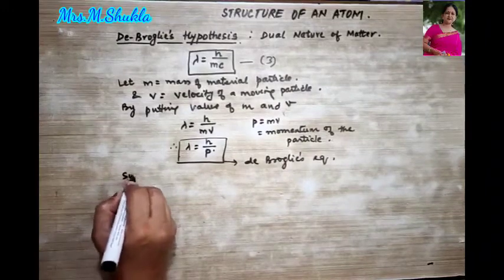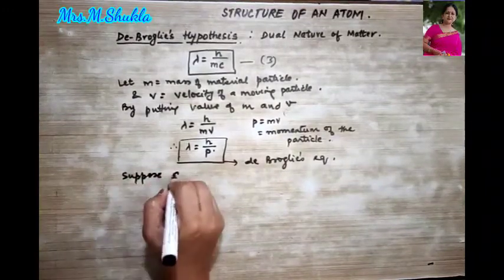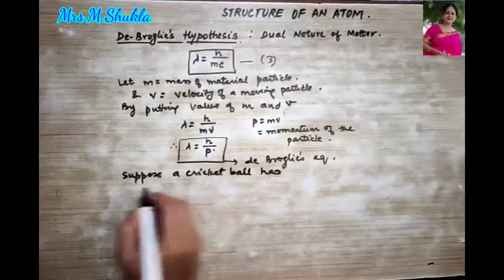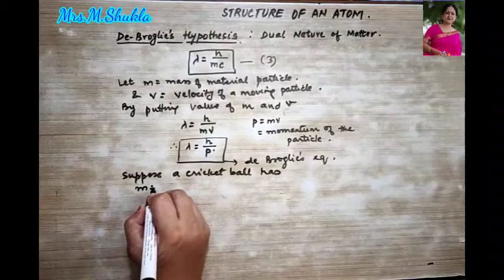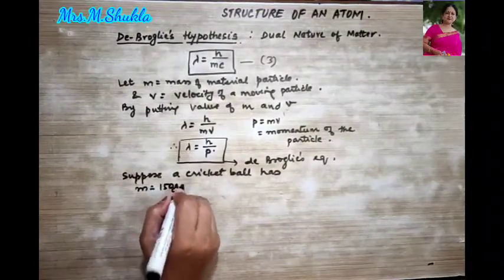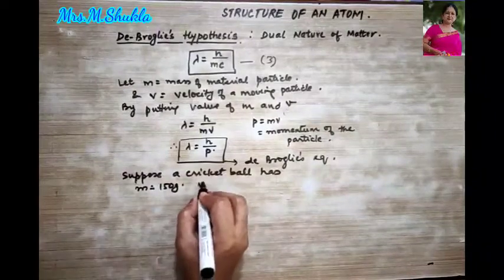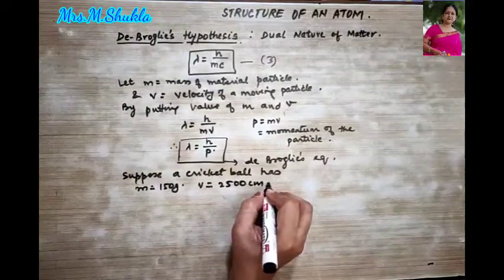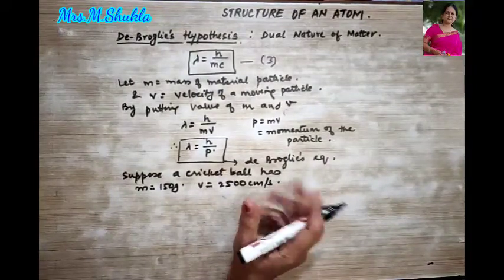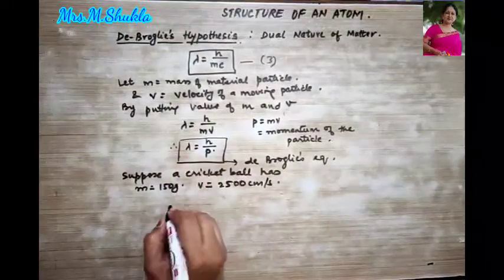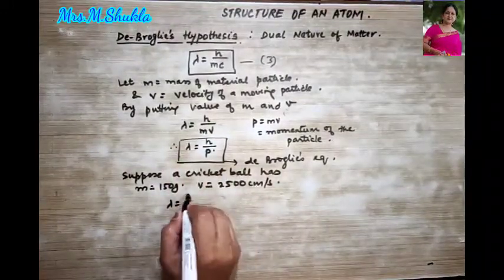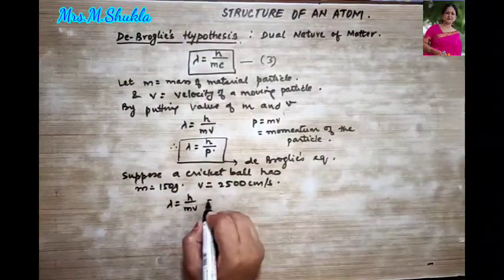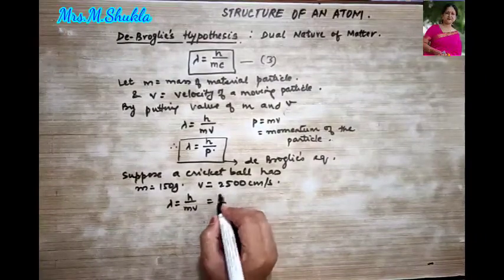So suppose a cricket ball has mass equal to how much? Let it be say 150 grams, okay, and it is thrown with a velocity of say 2500 centimeter per second, right? So what will be its wavelength? Then wavelength is equal to h upon mv. Okay, now we already know what is Planck's constant value.